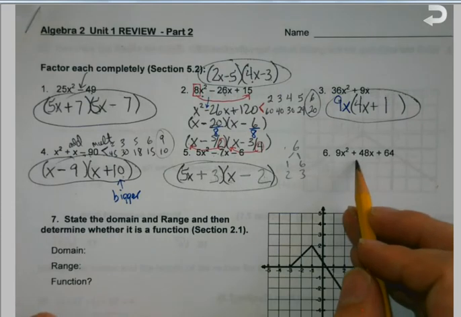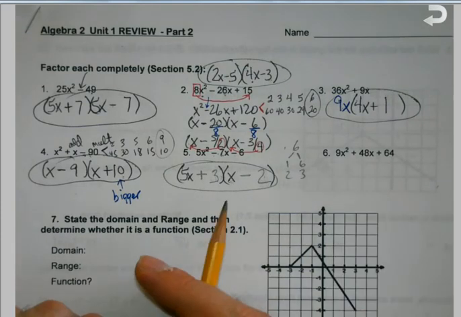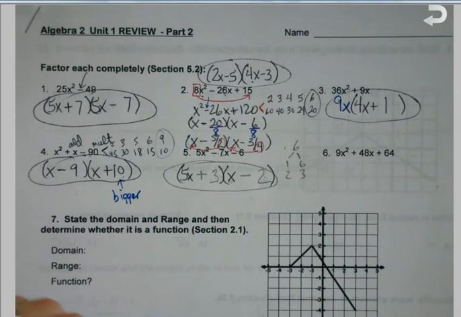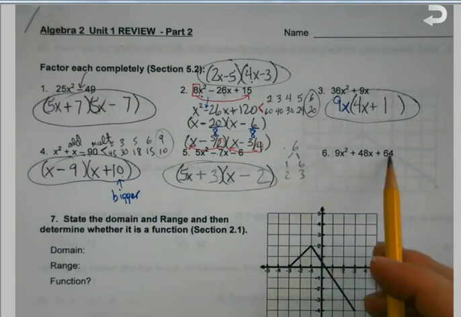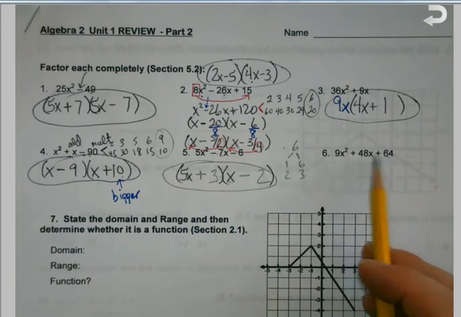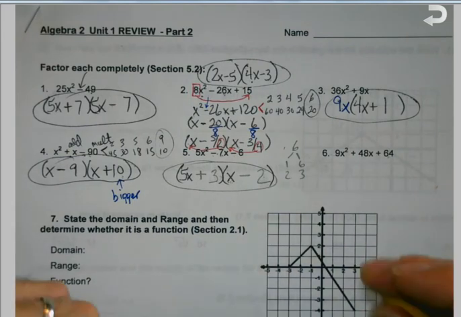And now this last one. Now some of you are going to go, oh my gosh, I'm trying to do slide and divide right now. And you want me to come up with 2 numbers that multiply, if I multiply the 9 down here, to 576 and add to 48. Are you crazy? I'm just leaving that one. You don't have to do all that work.